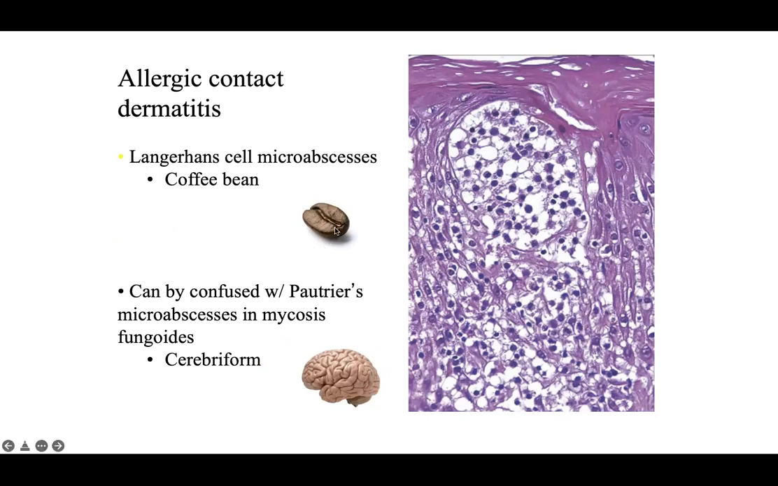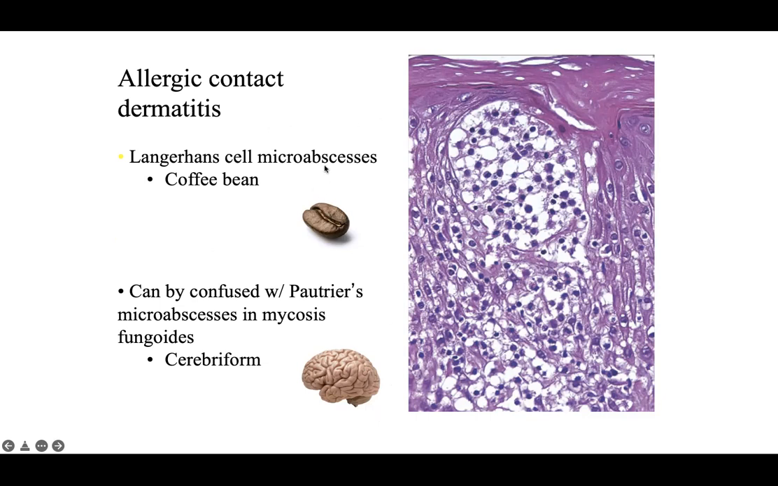Here's a coffee bean. I had my espresso shots this morning, so I love my coffee beans here. And we also like seeing coffee beans within derm path. So just keep in mind that if you see a coffee bean shape, you can be thinking about Langerhans cell microabscesses, as opposed to vesicles that have cells with more of a cerebriform nuclei. When you see something like that, you're going to be thinking more about Pautrier's microabscesses and mycosis fungoides.